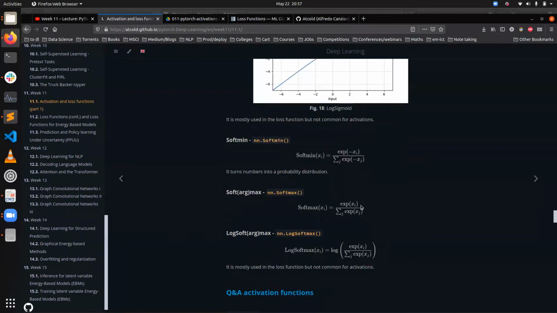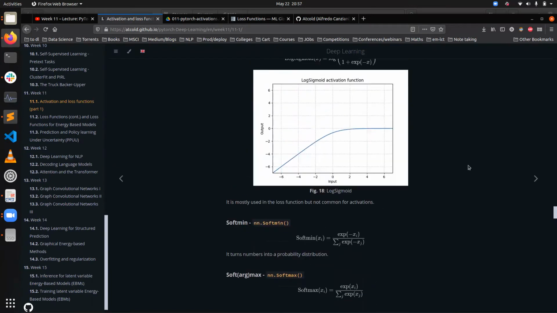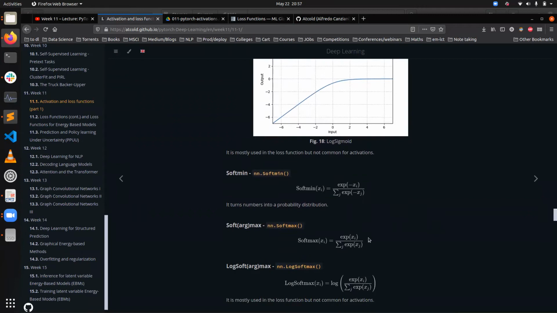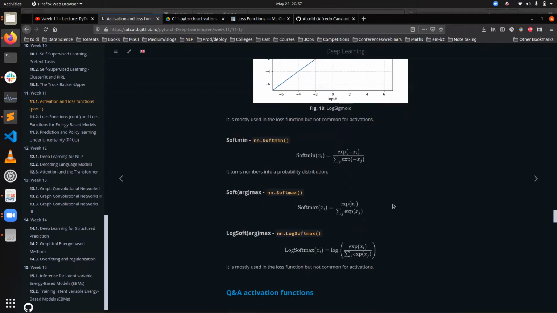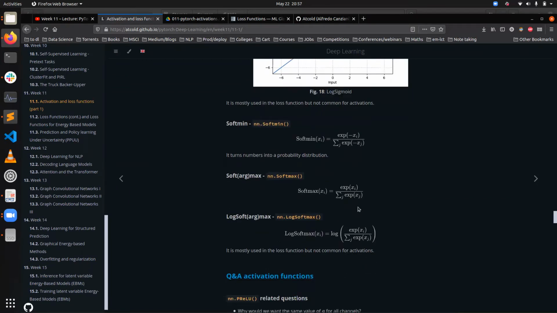Softmax is something that's familiar to all of us, to get a 0 to 1 score for a bunch of classes. So sigmoid you use when you have just binary, and softmax you use for C classes. Log softmax is just log on top of softmax.